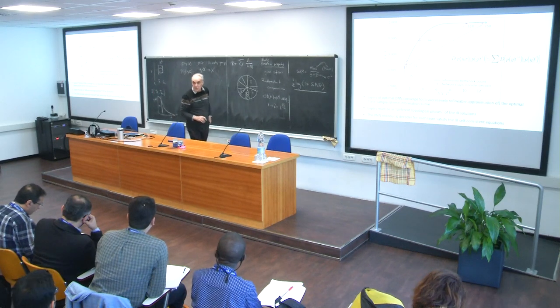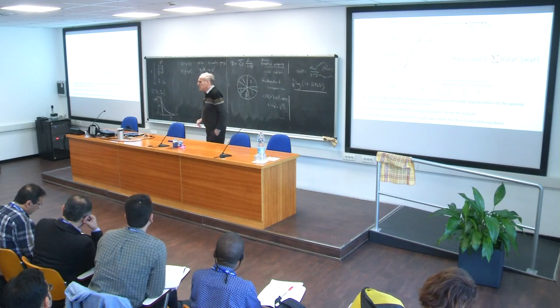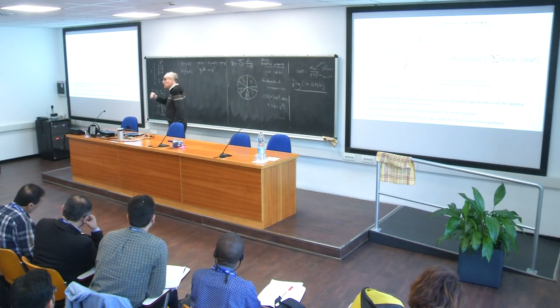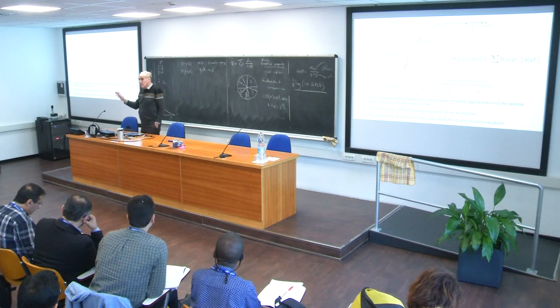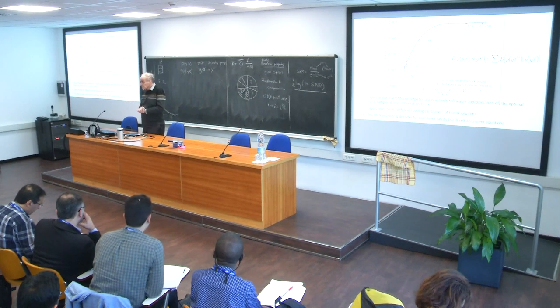Because some of these groups are not abelian, not commutative, and it's not obvious that you can learn them by convolution. But because I have many layers of convolutions, I can actually learn very general groups. So it seems that symmetry plays a very important role in the success of convolutional neural networks.